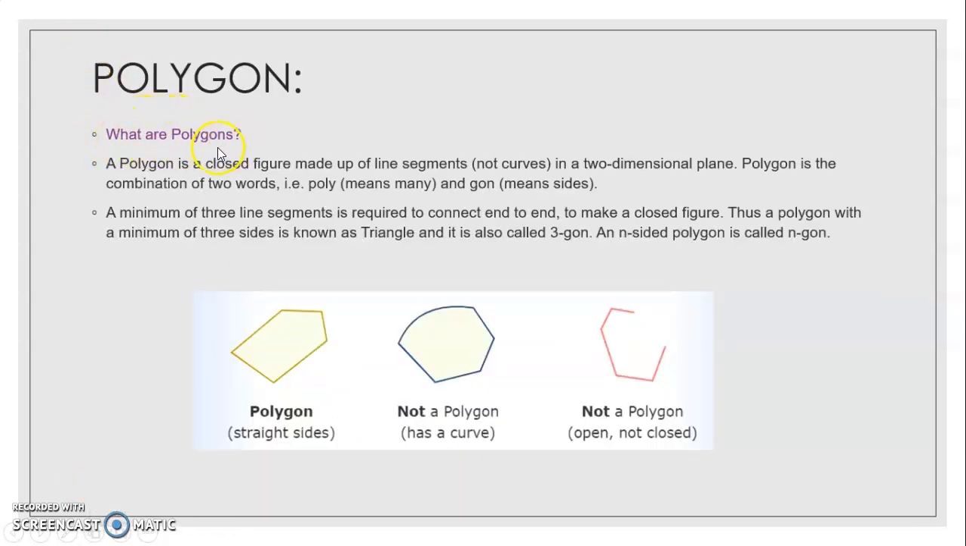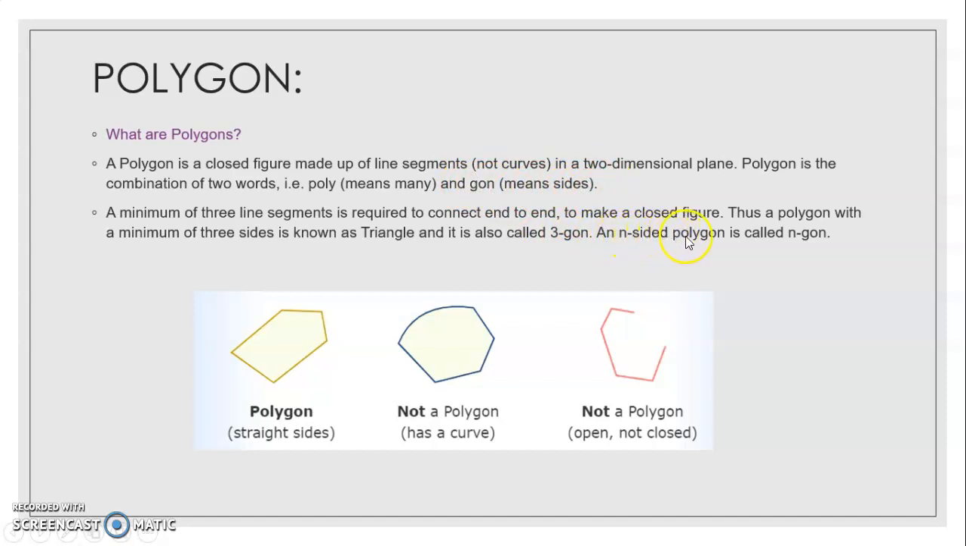Polygons. What are polygons? A polygon is a closed figure made up of line segments, not curves, in a two-dimensional plane. Polygon is the combination of two words. Poly means many and gon means sides, many sides. A minimum of 3 line segments is required to connect end to end to make a closed figure. Thus, a polygon with a minimum of 3 sides is known as a triangle, and it is also called a trigon. 3 sides. As you know, gon means sides.